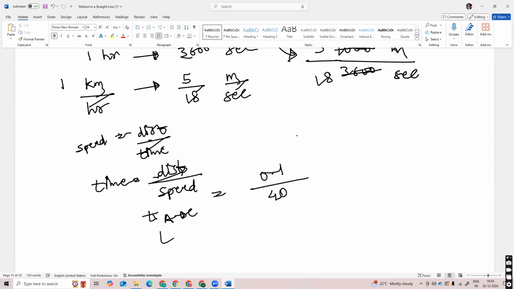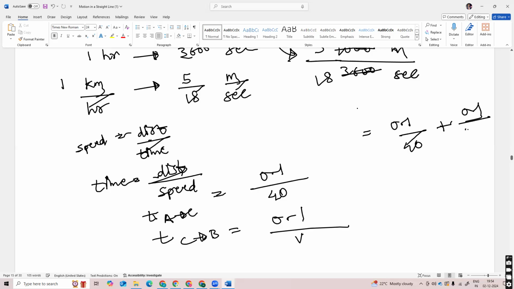Similarly, the time taken by the vehicle to move from C to B is, again, the distance of 0.1 kilometer divided by the speed V. Therefore, the total time can be given as 0.1 by 40 plus 0.1 by V. This is the total time.